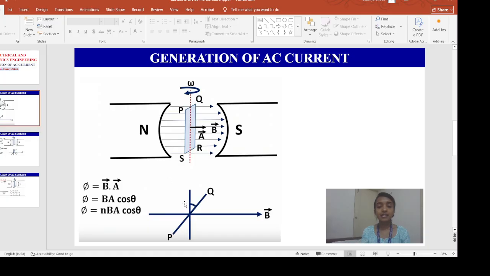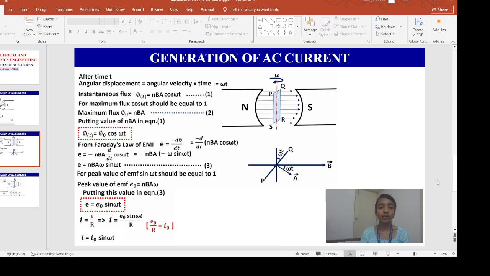If we represent it in 2D, then the x-axis will have the magnetic field vector B and the y-axis will have this coil. So initially the coil PQ is in this position. Now when it starts rotating, let's say it is in this position. If I want to calculate the angular displacement of this coil after time t, it is represented as angular velocity multiplied by time, which is omega into t.